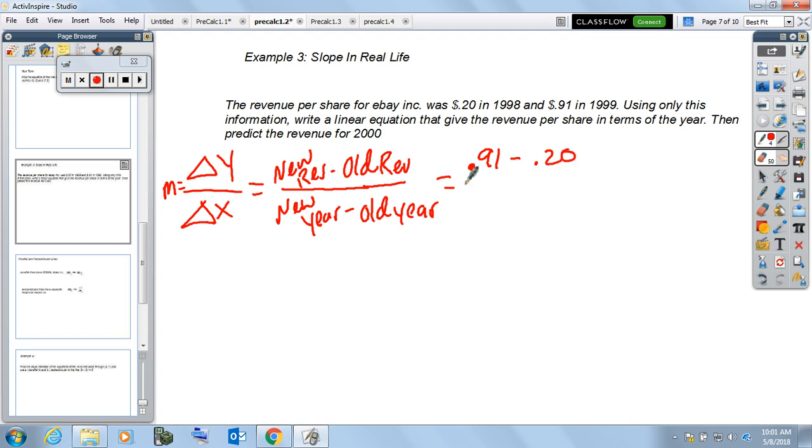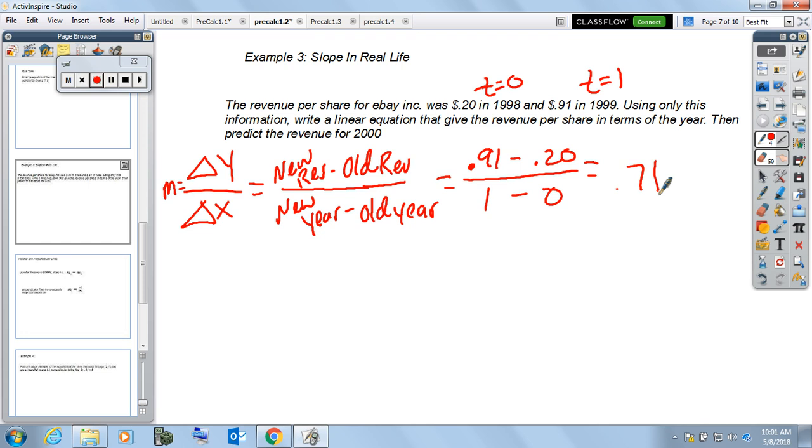All right, well then what are we dealing with in terms of our time? Well, we don't really have a starting point other than 1998. So we have to assume that that's going to be t equals 0, and 1 year ahead of 1998 is going to be t equals 1. So our new year is 1, our old year is 0, and doing the division we end up getting about 0.71. All right, so this is our slope. This is m for our equation that we are trying to find.